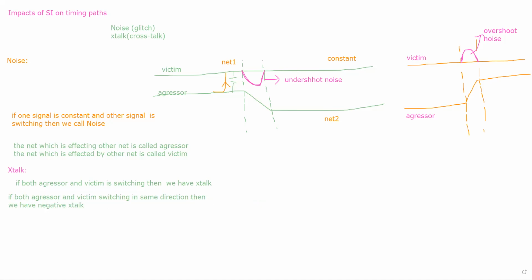If both aggressor and victim are switching in the opposite direction, then we have positive crosstalk. Both aggressor and victim switching in opposite direction, we have positive crosstalk. We'll understand why it is negative crosstalk.